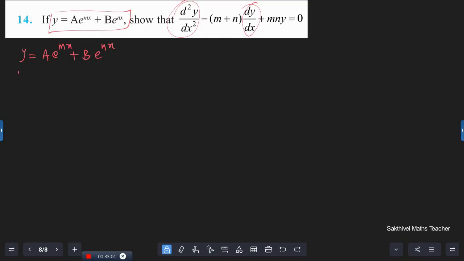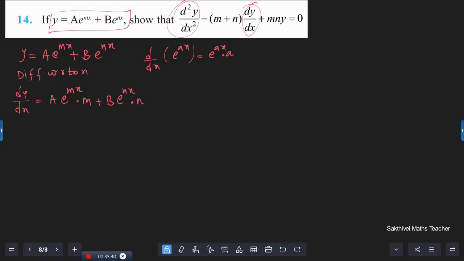So when you differentiate with respect to x, what will you get? dy by dx. A is a constant. Derivative of e power ax is e power ax into a. Same here: derivative of e power mx is e power mx into m. Like that, b into derivative of e power nx, into n. It's very simple.